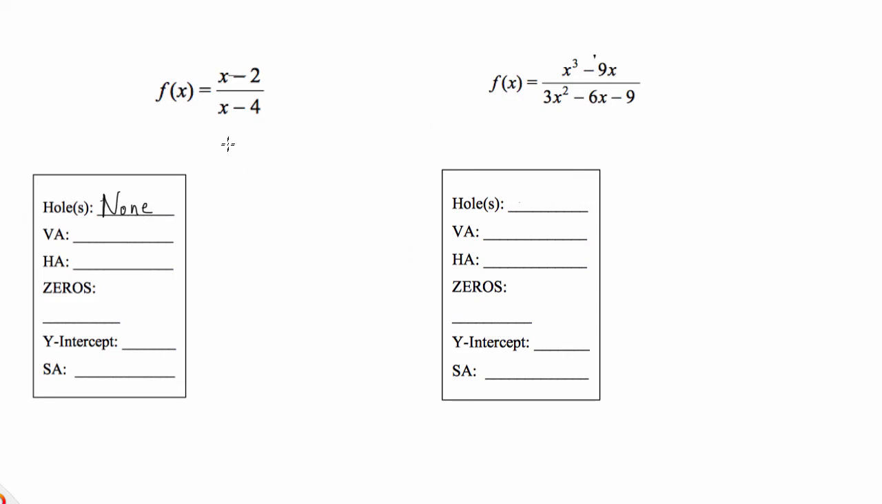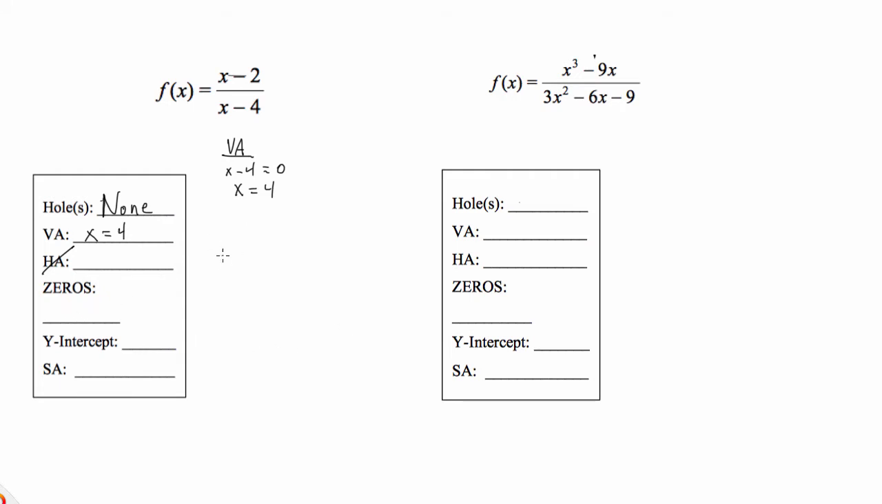Okay, and then for the vertical, remember, we're going to set the denominator equal to 0 and solve. So we set x minus 4 equal to 0, and we get x equals 4. And the vertical asymptote will be located at x equals 4. Okay, the horizontal asymptote, we don't know how to do that yet. So let's ignore that. It would be located at y equals 1, by the way. But we'll get back to that.